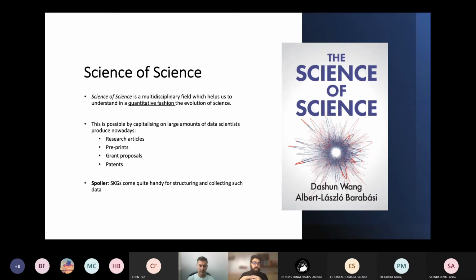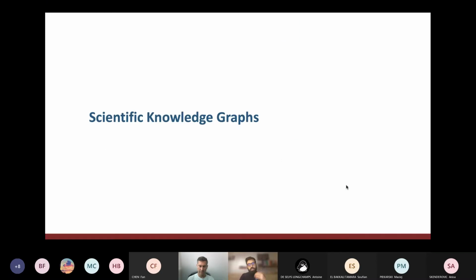And there is a little spoiler here, that scientific knowledge graphs come quite handy for structuring and collecting such data. So all research articles, papers, preprints, grants, and patents can be structured within this knowledge graph, scientific knowledge graph, to support this assessment. So this is the why we need them. But now let's get into the scientific knowledge graph.